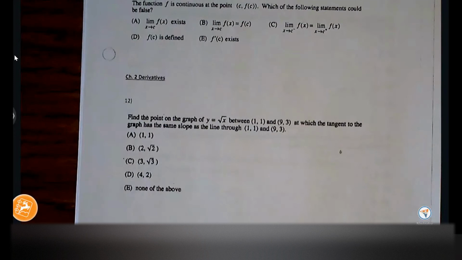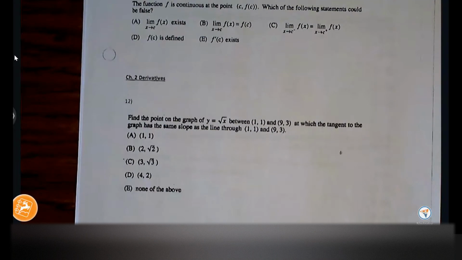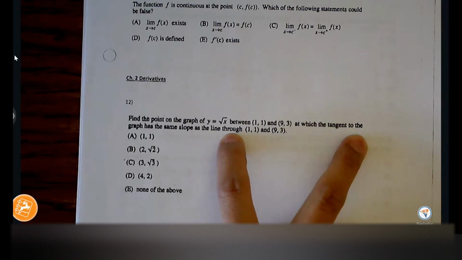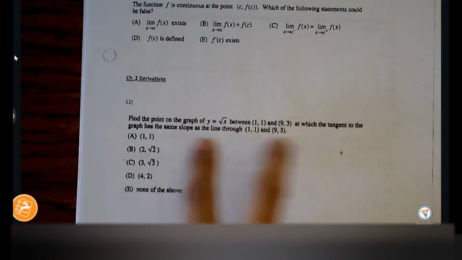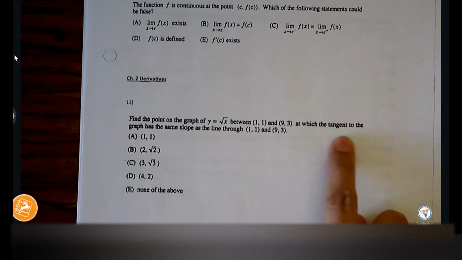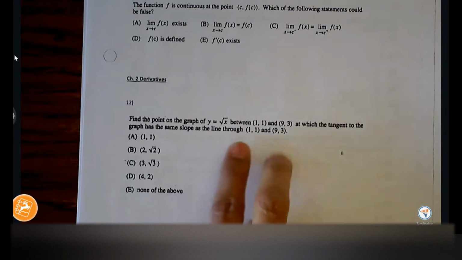So number 12 says, find the point on the graph y equals root x between (1, 1) and (9, 3), at which the tangent to the graph is the same as the slope of the line through (1, 1) and (9, 3). So it doesn't say it, but the description is basically that of mean value theorem. Mean value theorem is where we want to find out where the slope of the tangent is matching the slope between the endpoints.